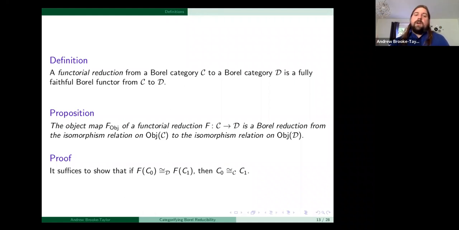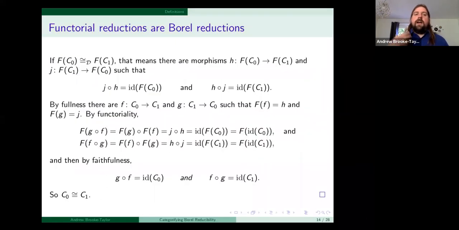Okay. Now we already showed that any functor respects isomorphism, so we need the converse direction. To prove this, we need to show that if you have F of C0 and F of C1 and you have an isomorphism between them, then there was an isomorphism back on the curly C side. Okay, and for this we use fullness and faithfulness.